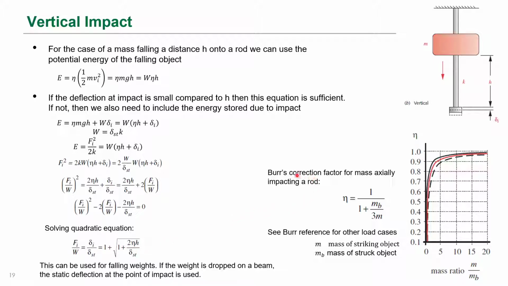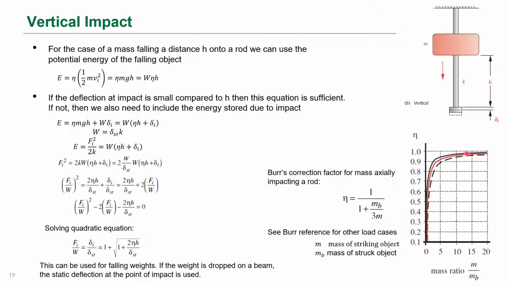In this case, to find eta, Burr has done a lot of analysis. This is his correction factor for a mass that's axially impacting a rod. This is the case we have here. And in this case, we can look at eta, and we can get a number. And then M here is the mass of the striking object. MB here is the mass of the struck object. And that gives us a ratio here.